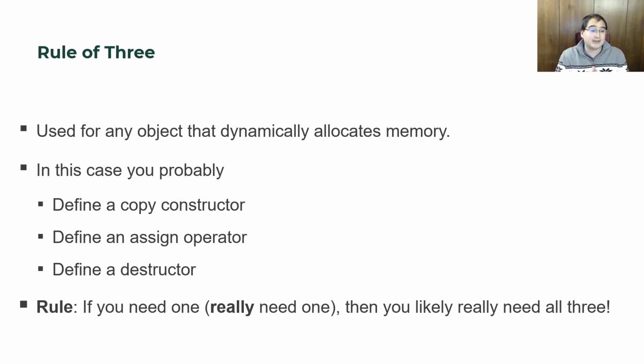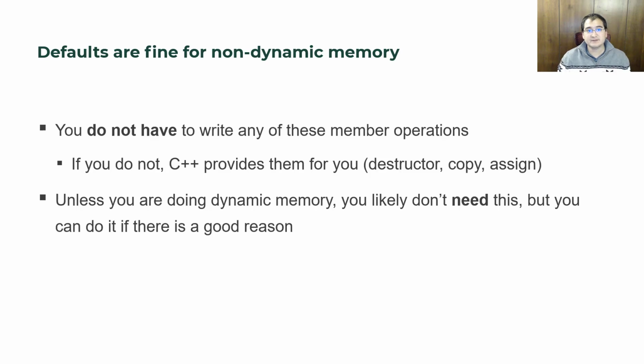The rule of three is that if you need to write custom versions of any of these three functions, you probably need to think carefully about needing to define each of the other two. And generally, once again, the defaults for all three of these is probably what you want unless you're doing stuff with dynamically allocated memory. But just for thoroughness, I'm going to show you how to do those definitions now.